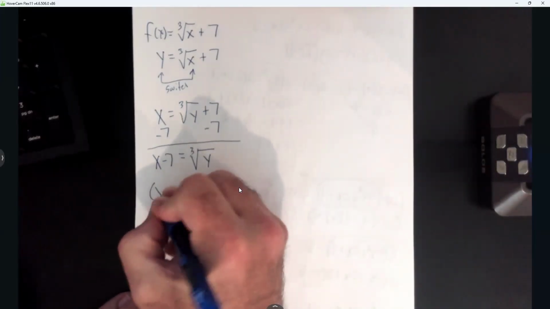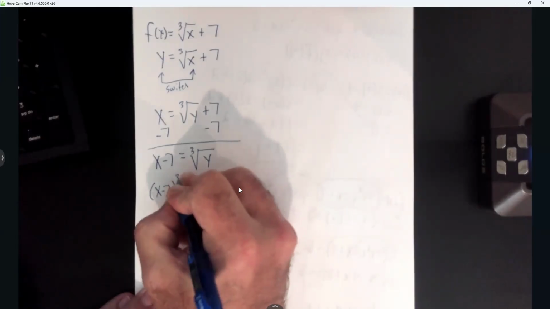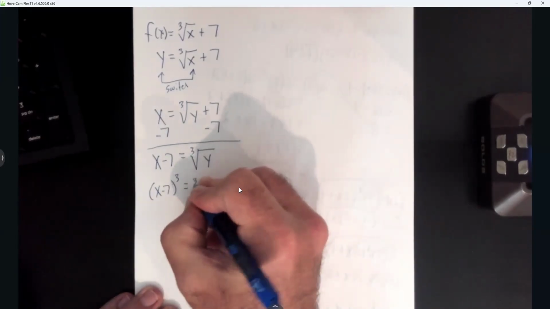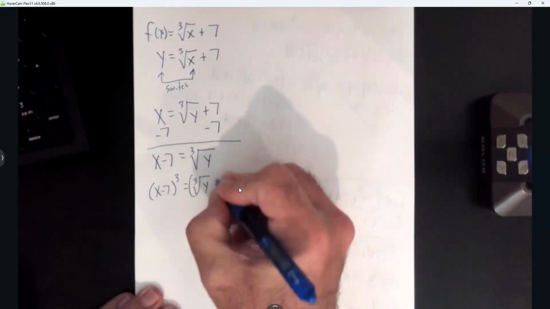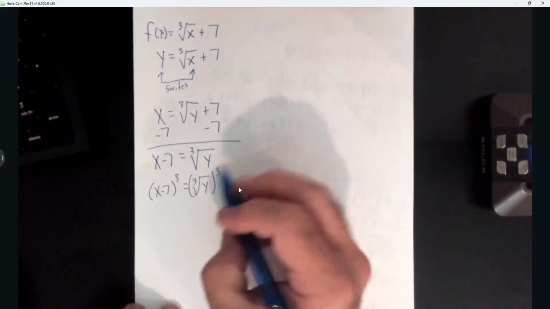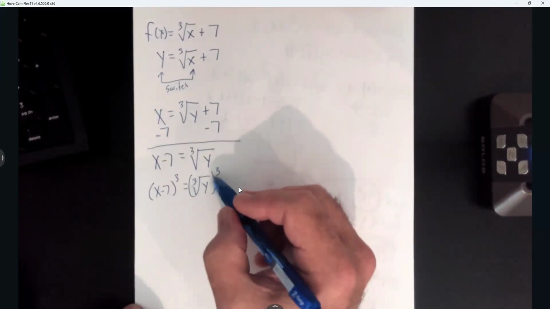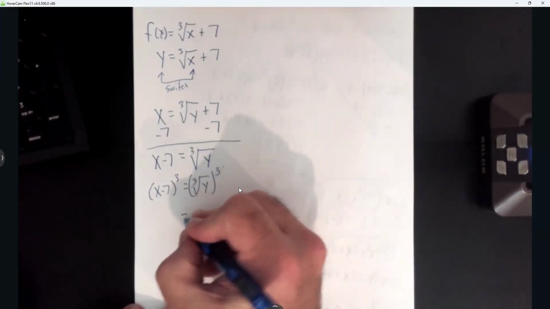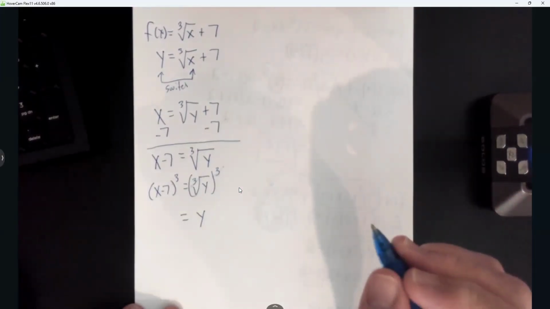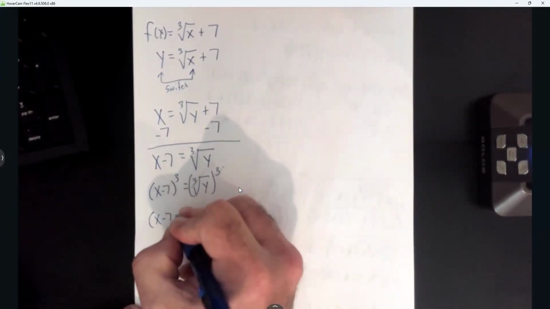Now, to undo a cube root, you would raise it to the third power. So I'm going to raise the x minus 7 to the third power. That's going to equal the cube root of y to the third power. So this cube root will cancel with that exponent, leaving your y over there. And y'all, let's see. Ain't nothing we can do to that. So that's just going to stay x minus 7 to the third.